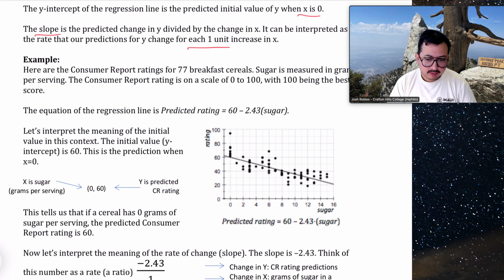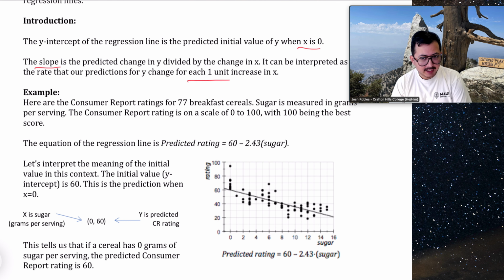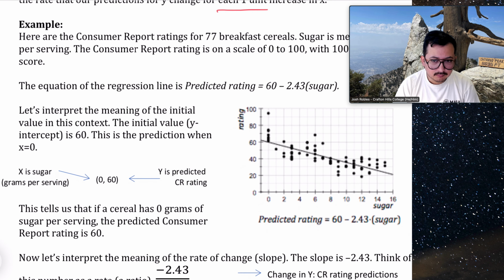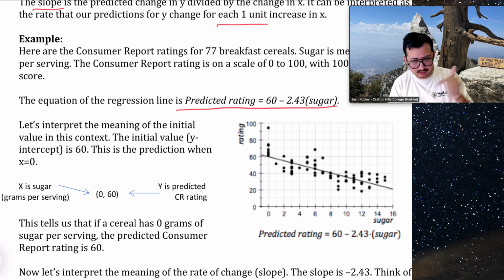So you have the predicted rating of 77 breakfast cereals, and we have the predicted rating of that cereal. Someone went and already found ratings for 77 cereals and their sugar content, and it turns out that there is a strong general relationship between these patterns. You can see graphically here that the more sugar, the lower it was rated. The equation for that is 60 minus 2.43 times sugar. It's minus there because the slope is negative.